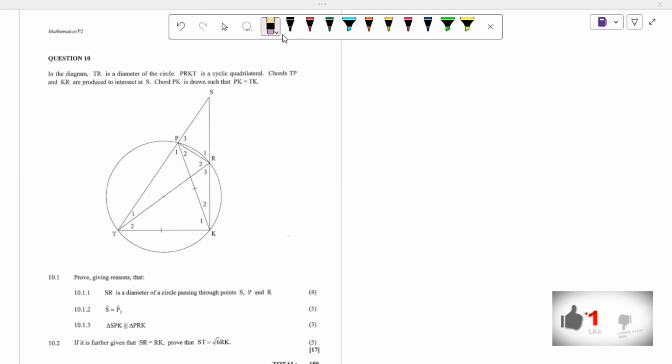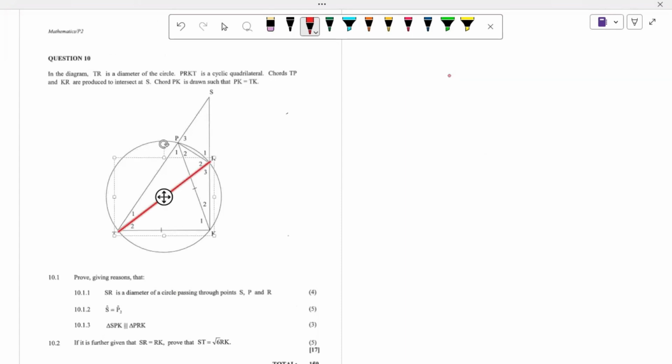TR is a diameter, right? So we have TR is the diameter of the circle, and TR is my diameter. What does that mean for me? Number one, it tells me that this angle is going to be 90 degrees, as well as this angle will be 90 degrees. Are we agreeing, right?